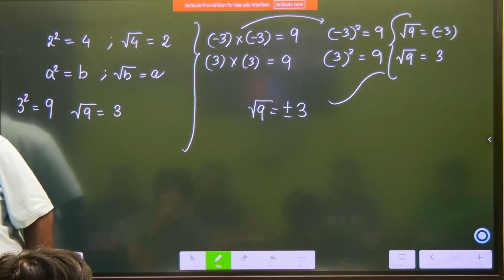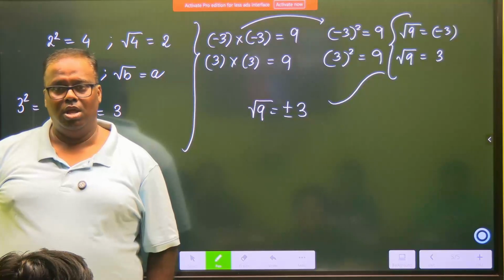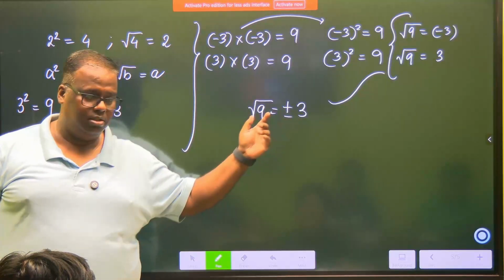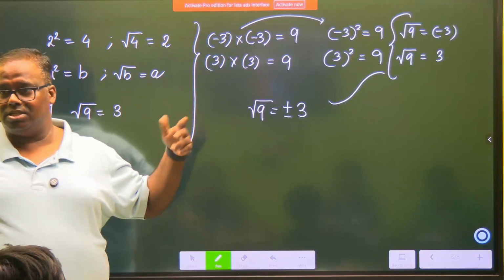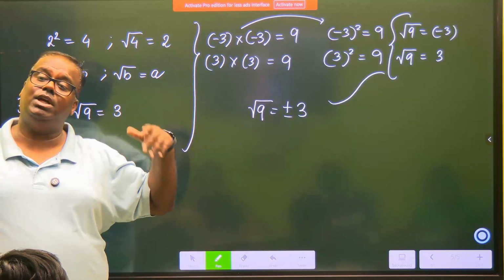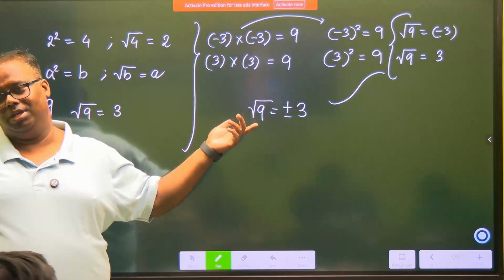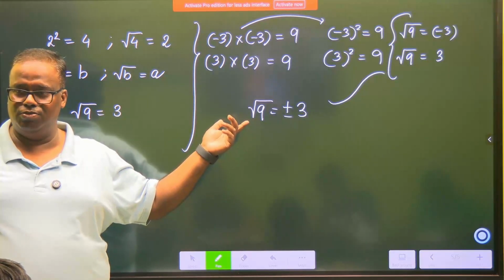Root of 9 is plus 3 also. Root of 9 is minus 3 also. We can write that. Very much, these are valid statements. A positive number if squared gives you b, the negative of that number squared will also give you b. Is this understood? This is a very interesting observation.